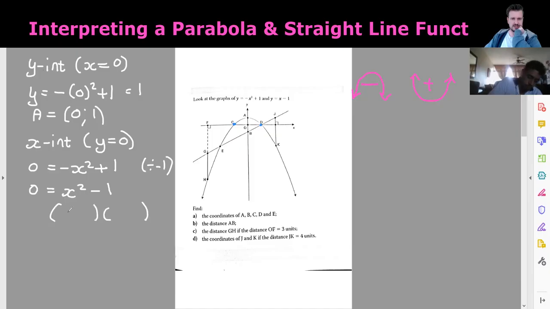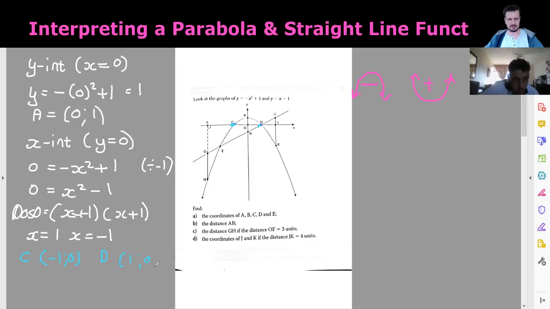And then this is DOS, right? Difference of squares. X plus 1 and x minus 1. So then x equals 1 and x equals minus 1. So we know that C and D, in light blue here, are, C is negative 1 and 0, and D is 1 and 0.